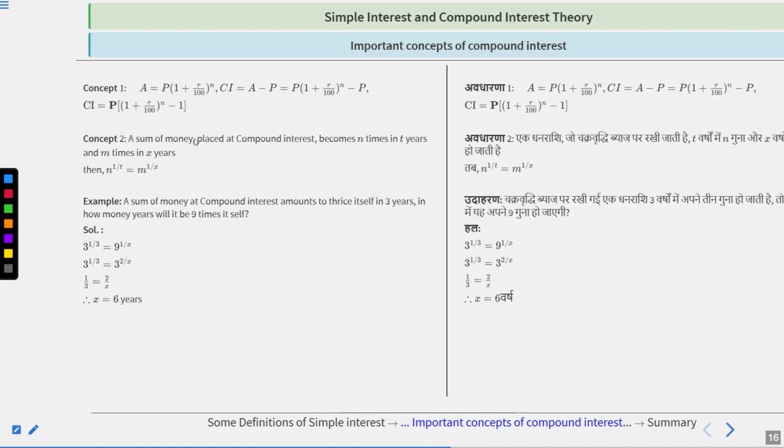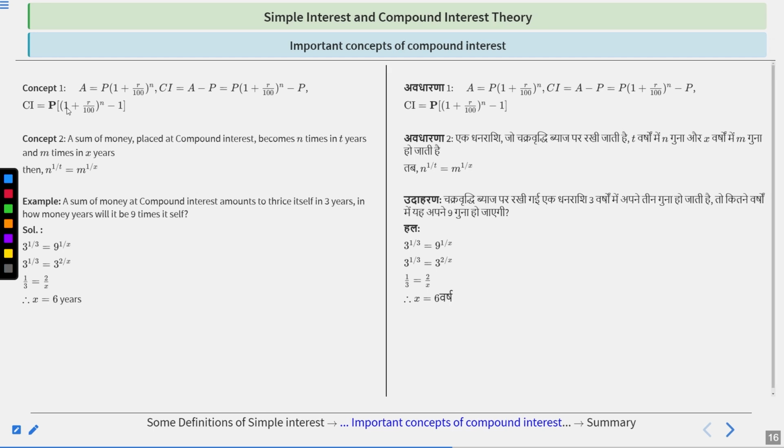Clear? Next. Concept 1. Concept 1 says that amount equals P(1 plus R upon 100) to the power n. CI is the amount minus principal. So what will become the formula? P(1 plus R upon 100) to the power n minus P. So the formula of compound interest we can write as P in the large bracket, and in the small bracket 1 plus R upon 100 to the power n minus 1, large bracket close.